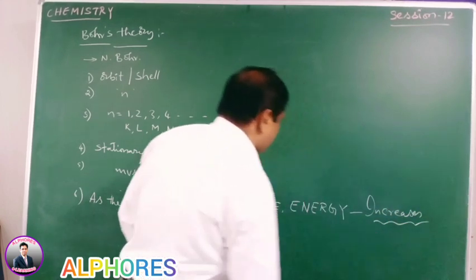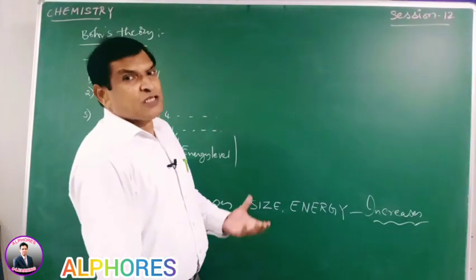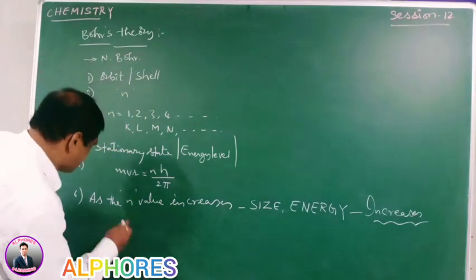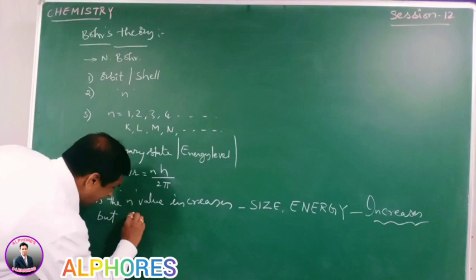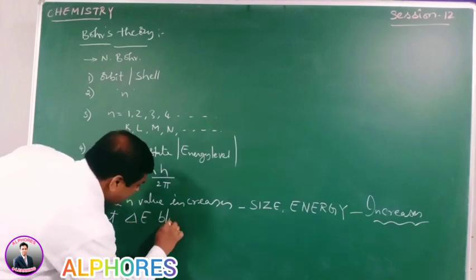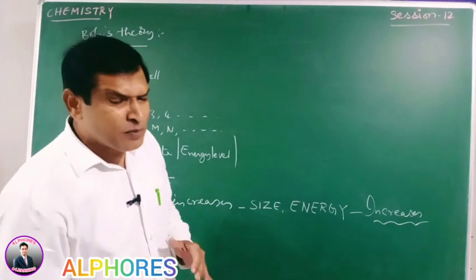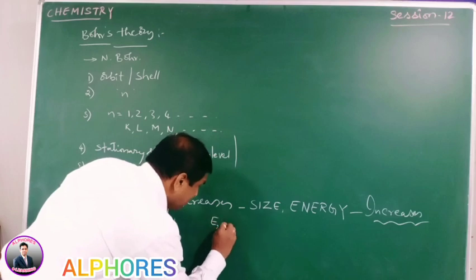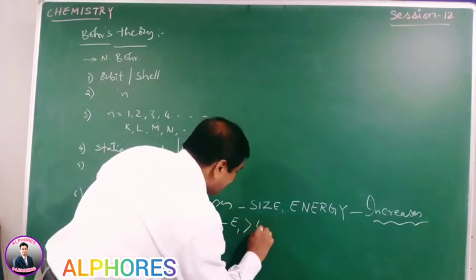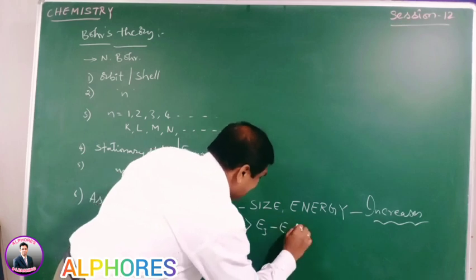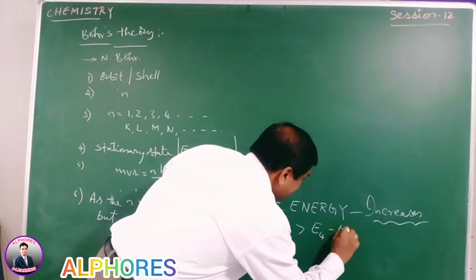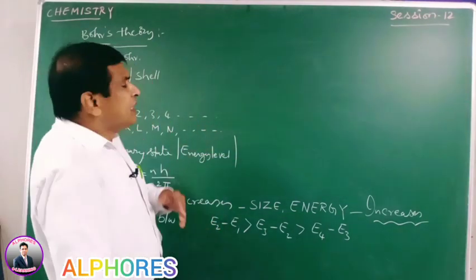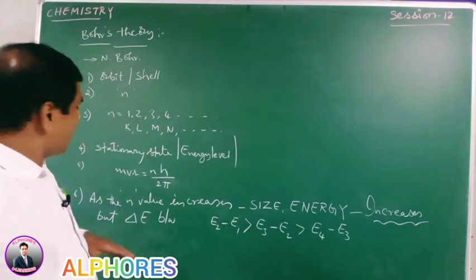But the energy difference between two successive orbits decreases. Successive orbits means the first orbit and second orbit. The energy difference E2 minus E1 is greater than E3 minus E2, which is greater than E4 minus E3. So the energy difference between two successive energy levels gradually decreases as the n value increases. This we understand.